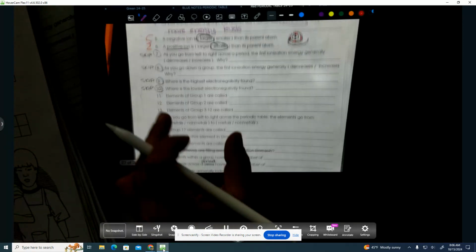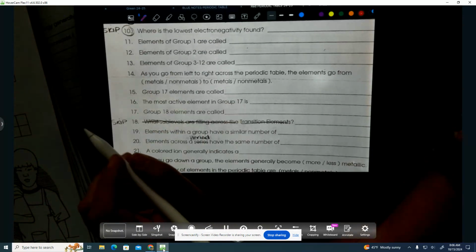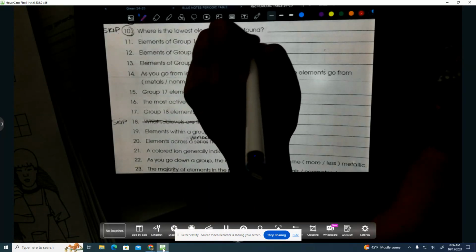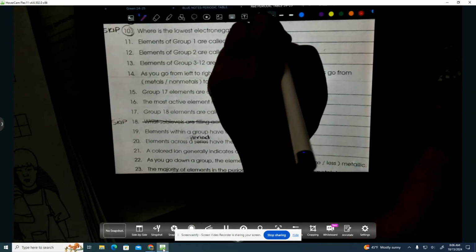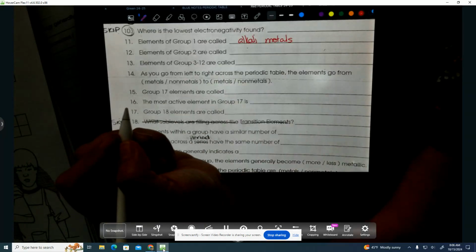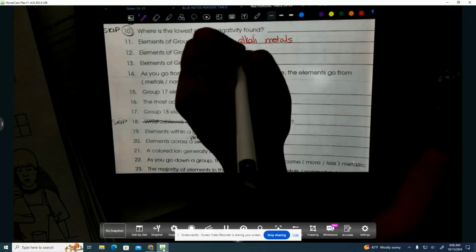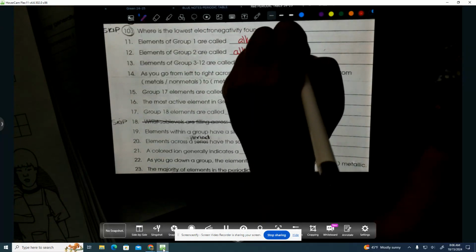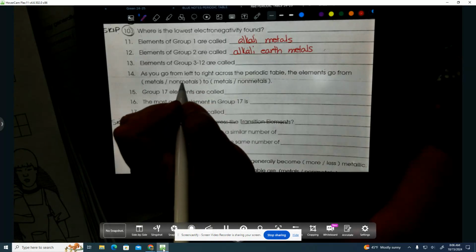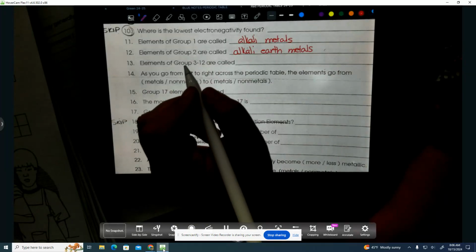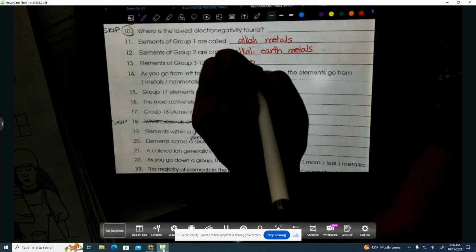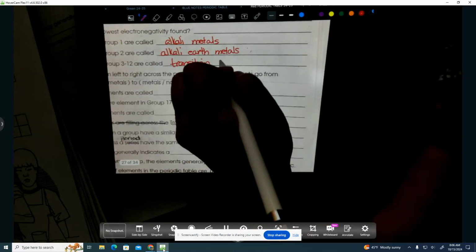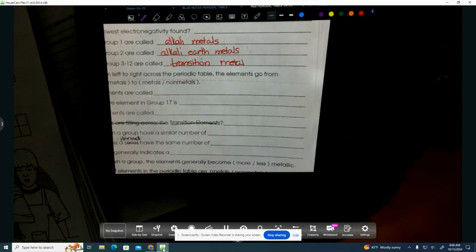Okay, 7, 8, 9, 10, we were going to do that today. What are elements of group 1 called? Dylan? Alkali metals. What is group 2 called? Diego, what's group 2 called? Perfect. Alkaline earth metals. Groups 3 through 12 are called, Mia? Transition. What makes them so special? What makes a transition metal so awesome?